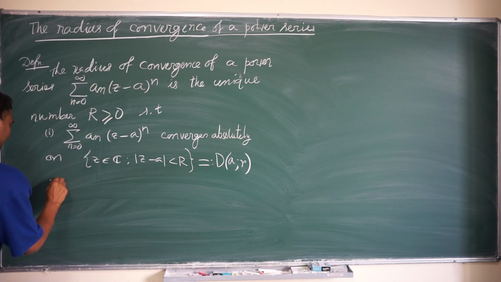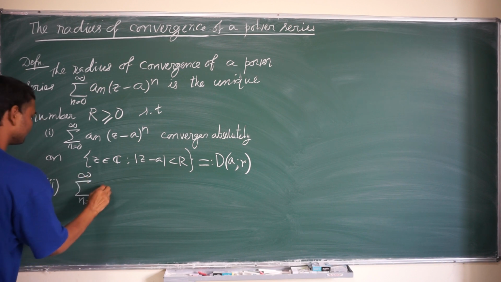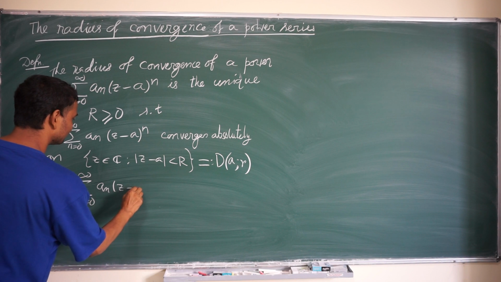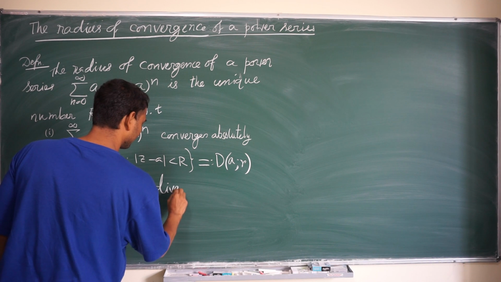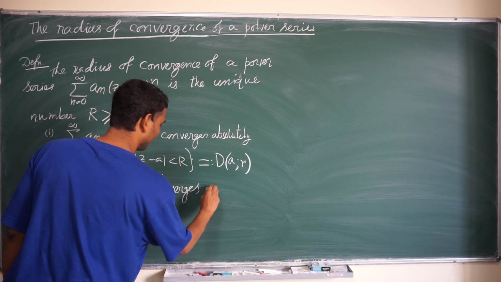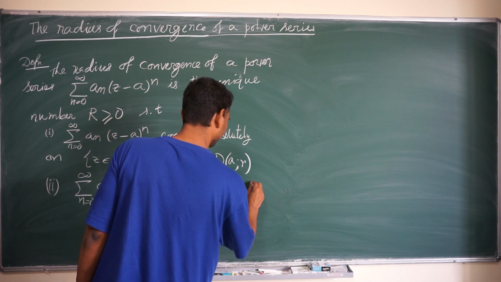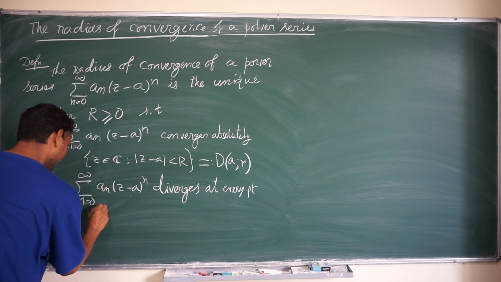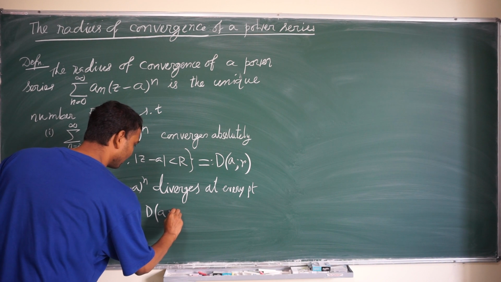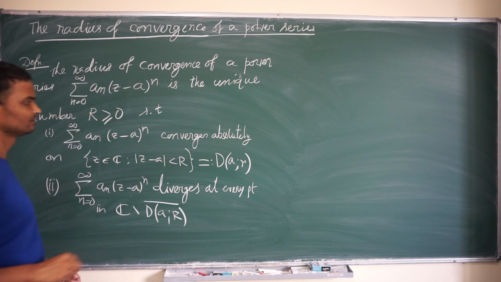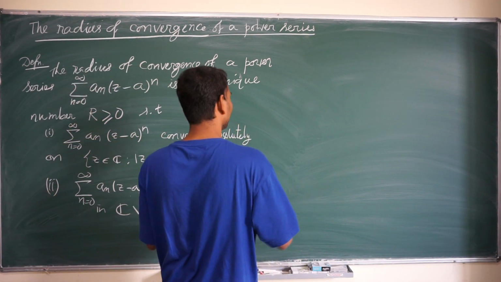And second thing is the series a_n (z minus a)^n diverges at every point in C minus the closure of D(a, r). So let me draw a picture that would make things clear.